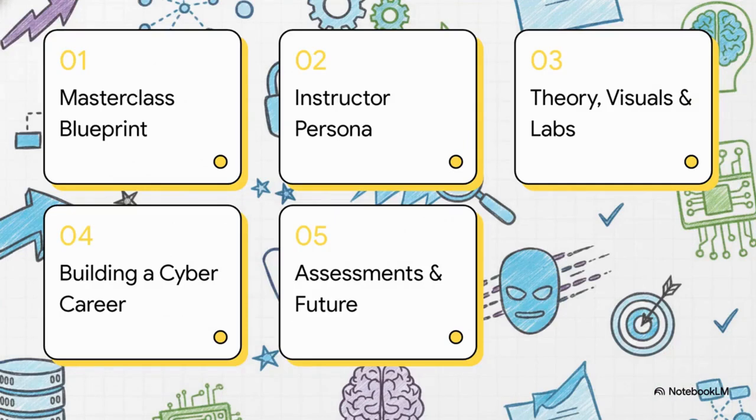Okay, let's dive into our roadmap for dissecting this premium course architecture. First, we'll cover the Masterclass blueprint. Second, the ultimate instructor persona. Third, theory, visuals, and labs. Fourth, building a cyber career. And finally, fifth, assessments and future scope.